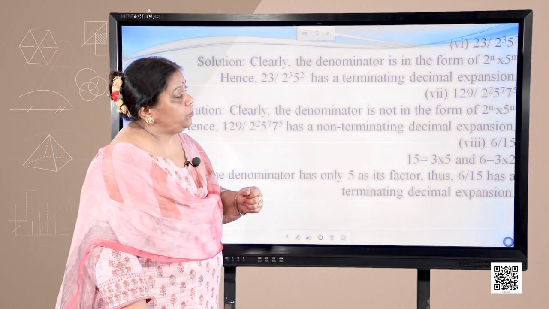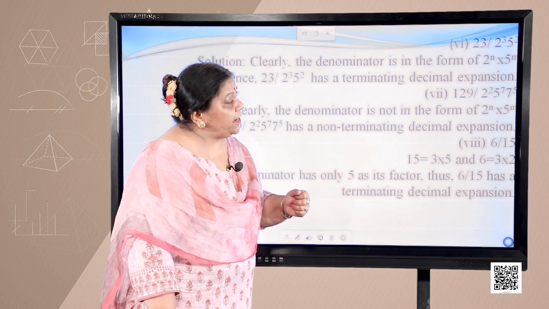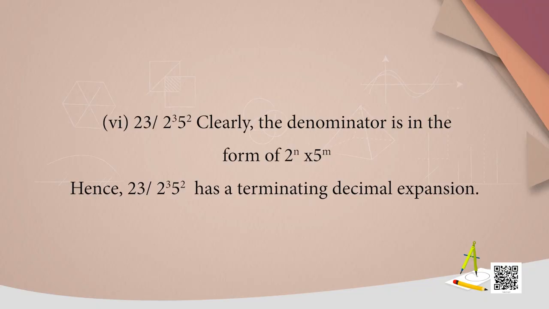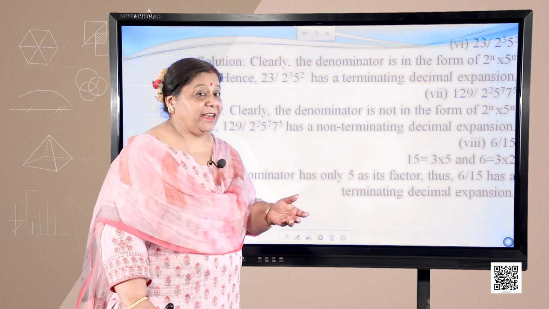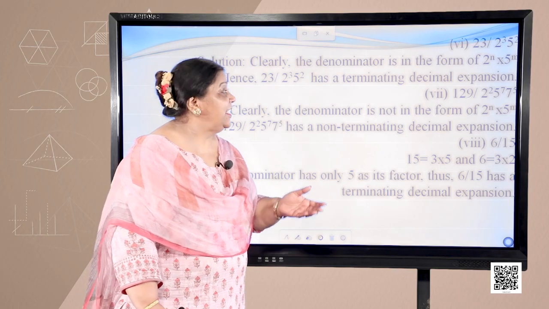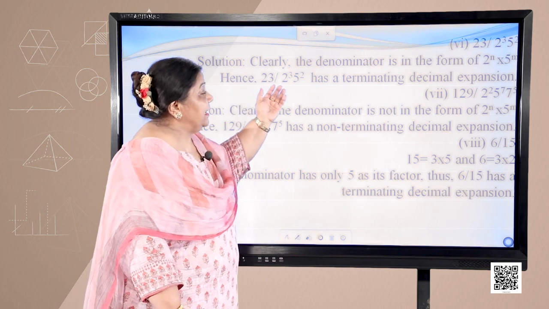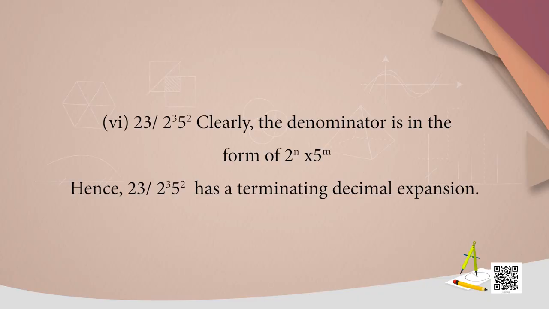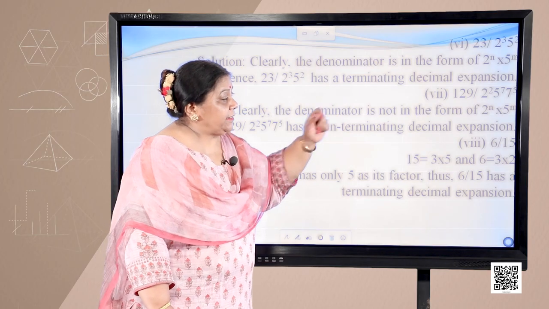Let us see the next one. It is 23 divided by 2 to the power 3 into 5 to the power 2. Already the factors are done for us in this question. What do we notice? Clearly, the denominator is in the form 2 to the power n into 5 to the power m. Hence, 23 divided by 2 to the power 3, 5 to the power 2 has a terminating decimal expansion.